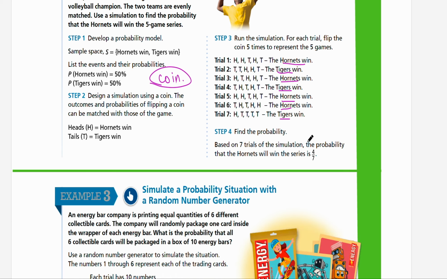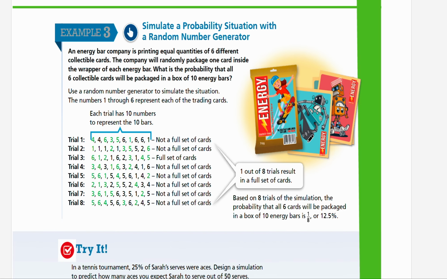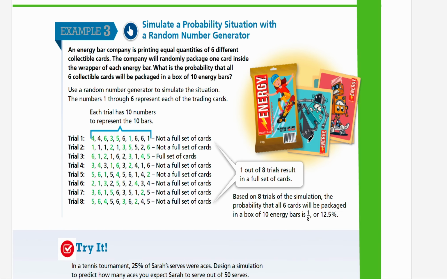Okay, example 3, simulate a probability situation with a random number generator. So another tool is a random number generator. When we represent different outcomes using numbers, then we can use a random number generator. So let's look at this example. An energy bar company is printing equal quantities of 6 different collectible cards. The company will randomly package 1 card inside the wrapper for each energy bar. Ooh, what's the probability that all 6 collectible cards will be packaged in a box of 10 energy bars?